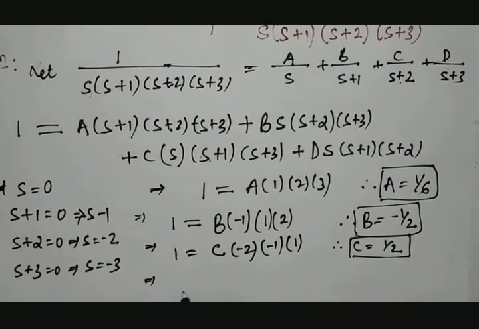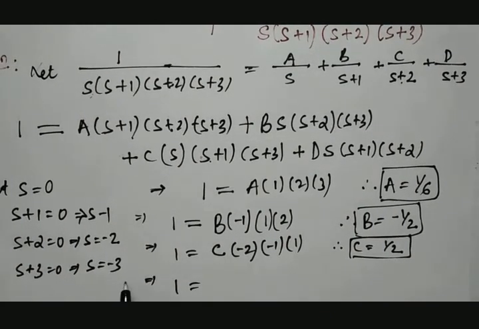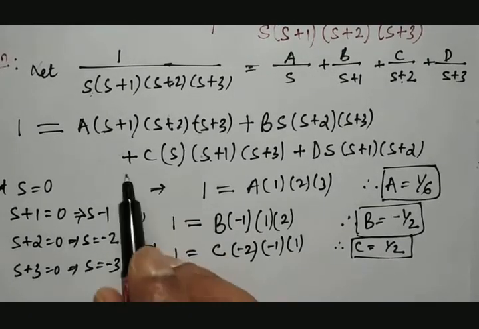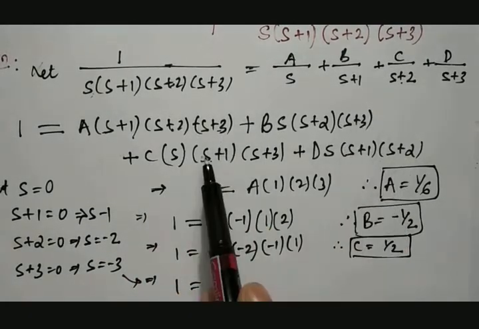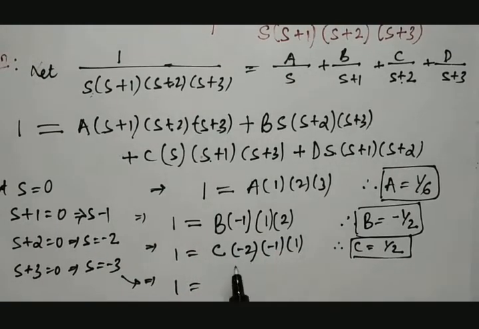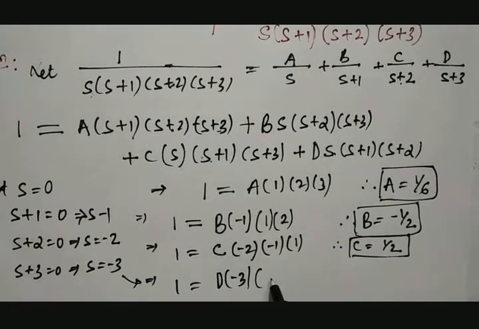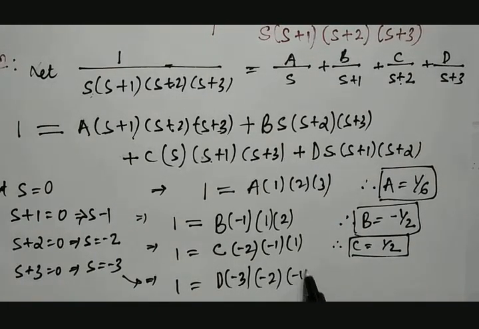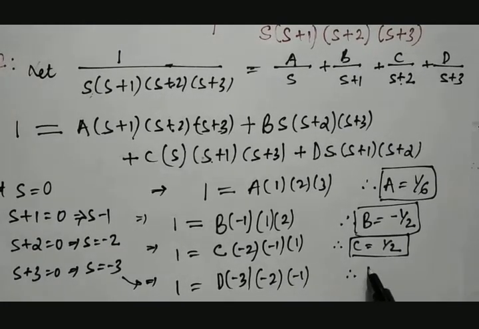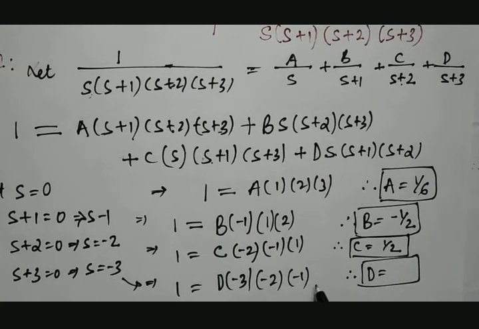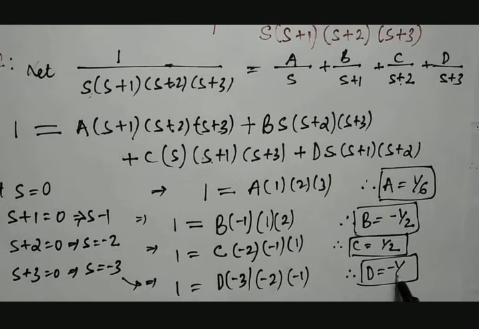Fine. Then put s is equal to minus 3. If you put s is equal to minus 3, this term is gone, this term is gone, this term is gone. Only this term will be there. So 1 is equal to D into minus 3, into minus 3 plus 1 is minus 2, and minus 3 plus 2 will be minus 1. Therefore D is equal to, minus will be minus, then it will be 6, so it is minus 1 by 6.